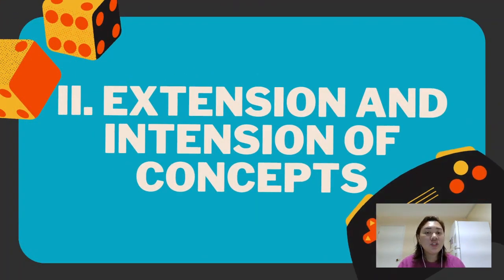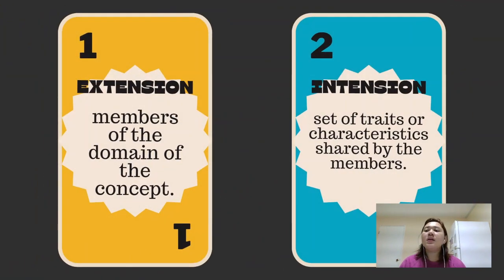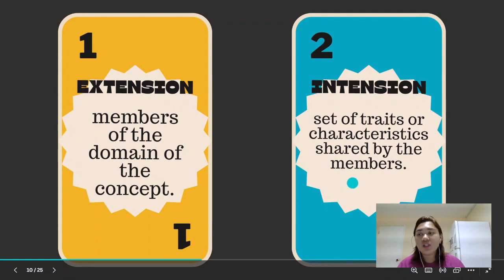Moving on to chapter 2, which is extension and intension of concepts. There is a consensus among philosophers of language that every term expressing a concept is analyzable from two aspects. First, you may identify the kind of things that are members of the domain of the concept, which is the extension. On the other hand, we have the set of characteristics or traits shared by members, or the intension.